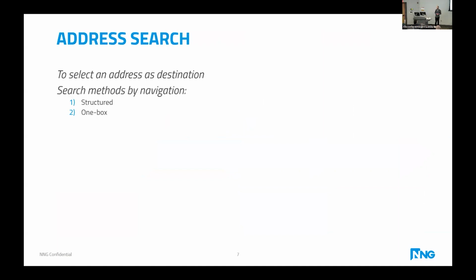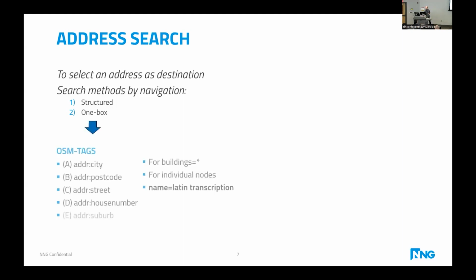And the first section, how we can do it, is searching for an address. Either we can do it with a structured solution, so in a hierarchical order by city, street, and house number level, or we can write everything into one box. For either solution, we have the necessary OSM tags in the database, and it can be filled out.